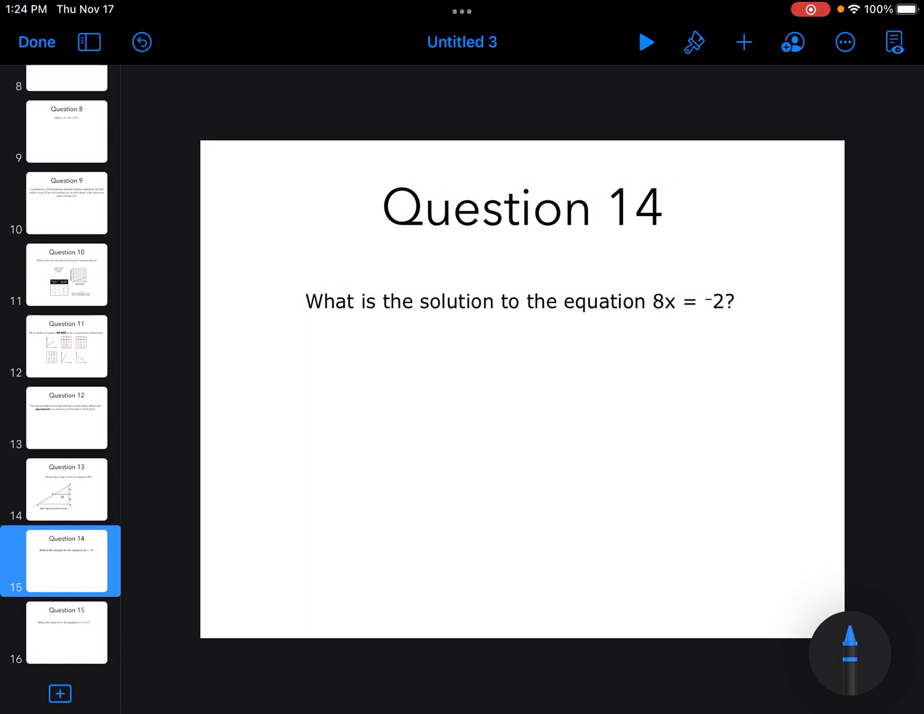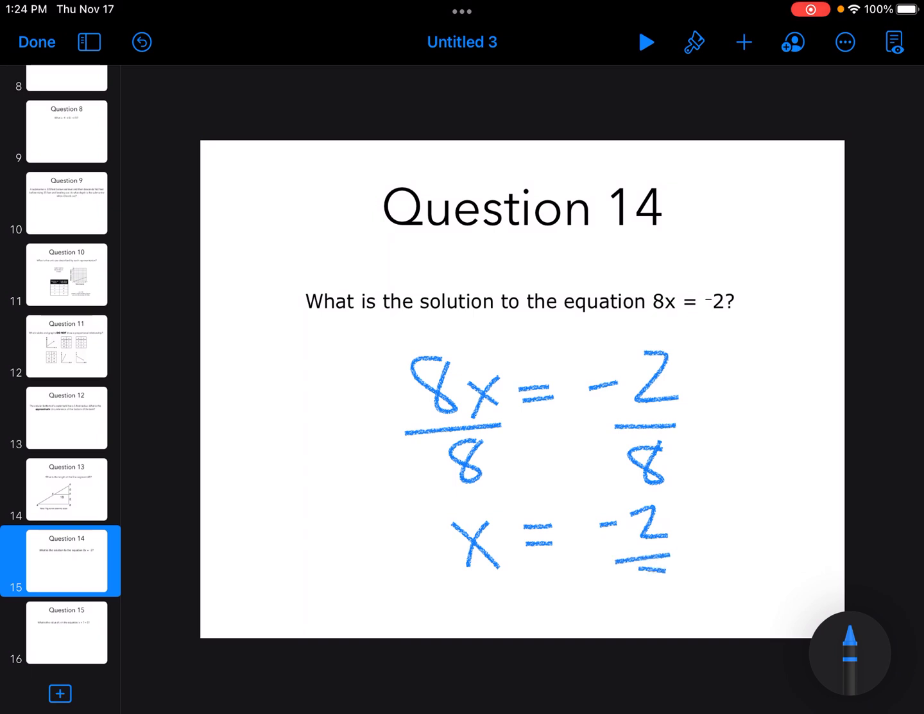All right. What is the solution to the equation 8x equals -2? Well, if I divide by 8 on each side, x equals -2/8, or x equals -1/4.